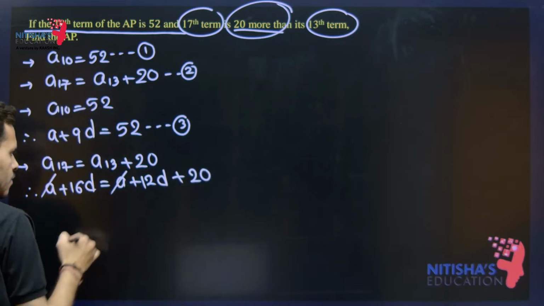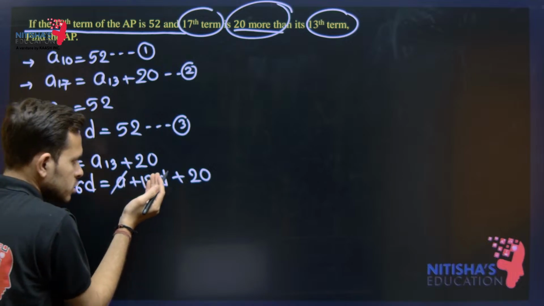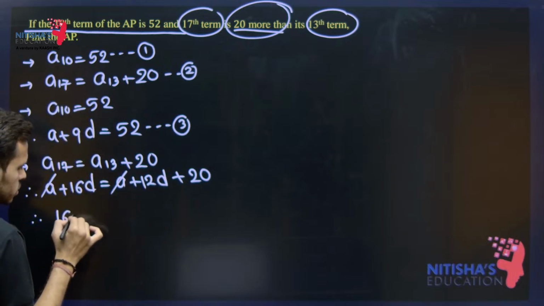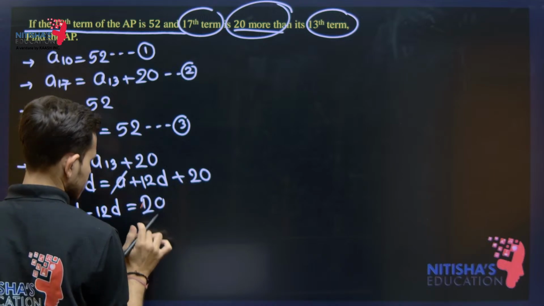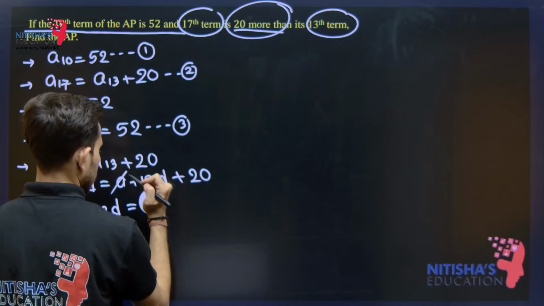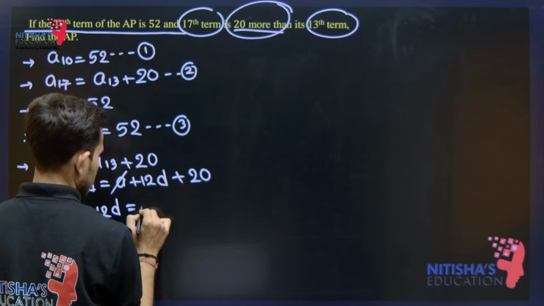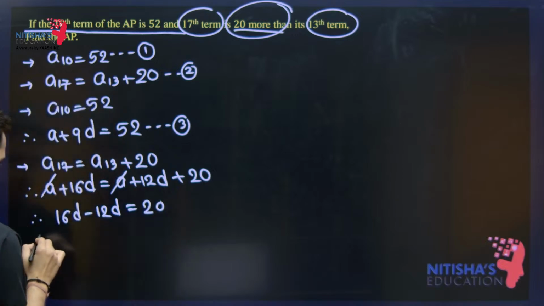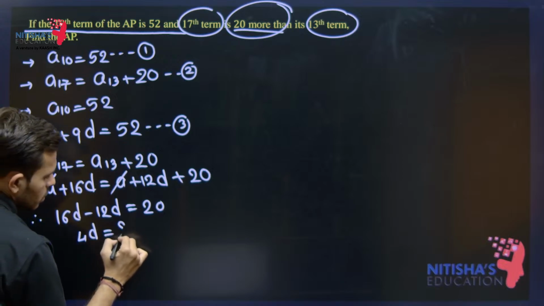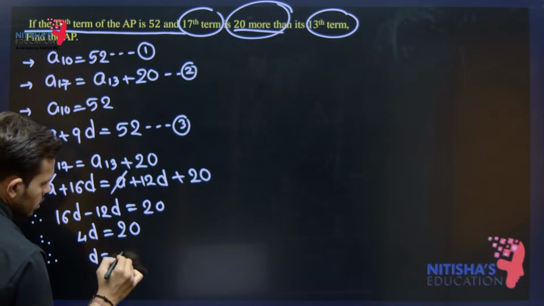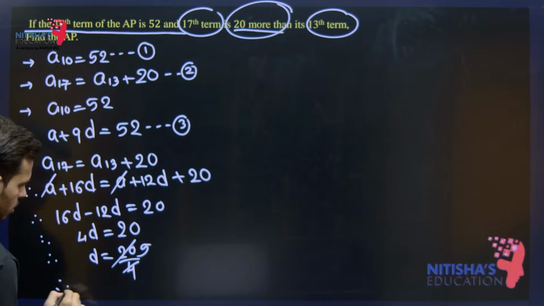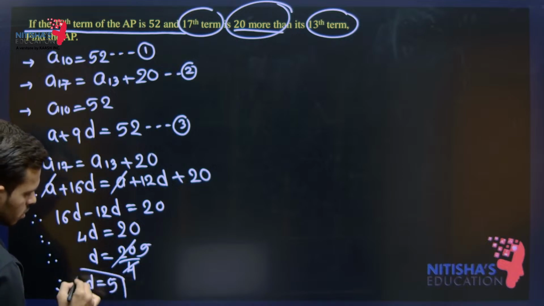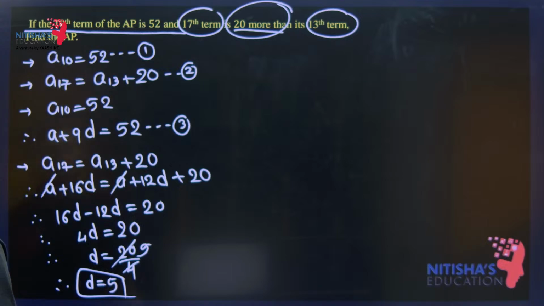Now this A will be cancelled out. Transpose 12D to the left side. So 16D minus 12D is equal to 20, then it will become 4D is equal to 20. Therefore D is equal to 20 upon 4. 4 fives are 20. Therefore D is equal to 5.